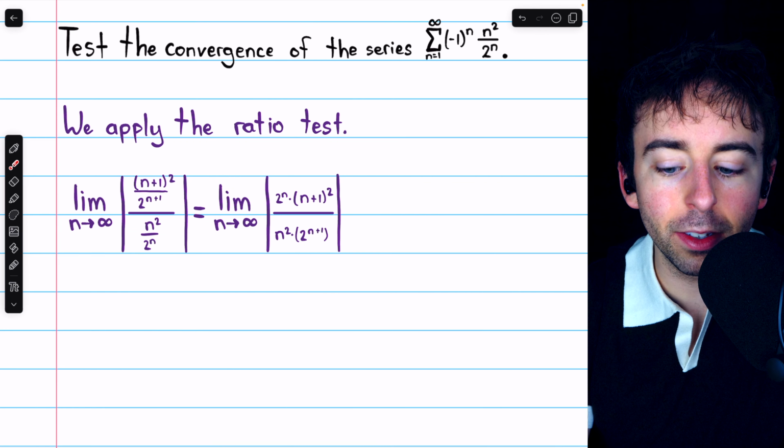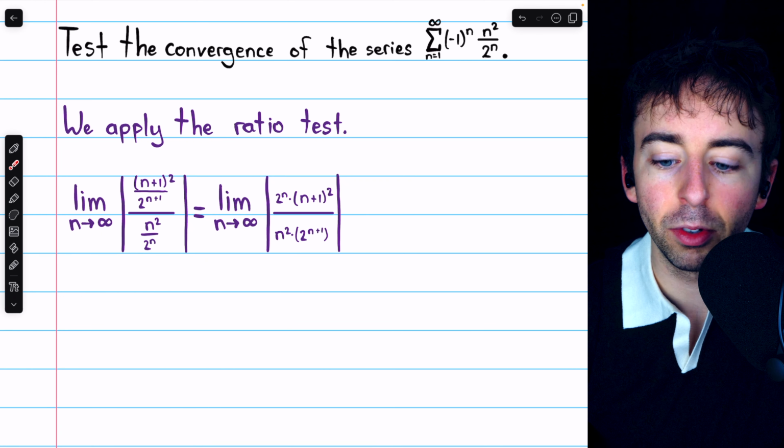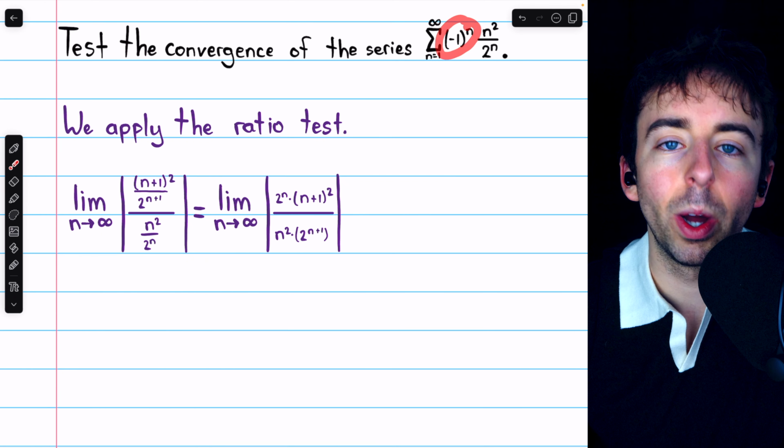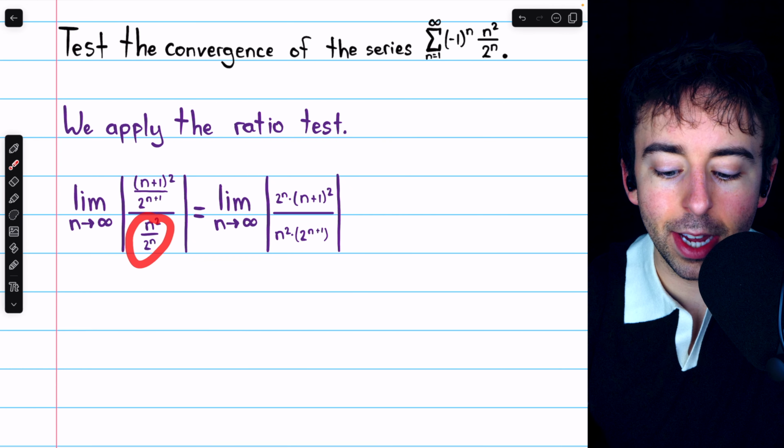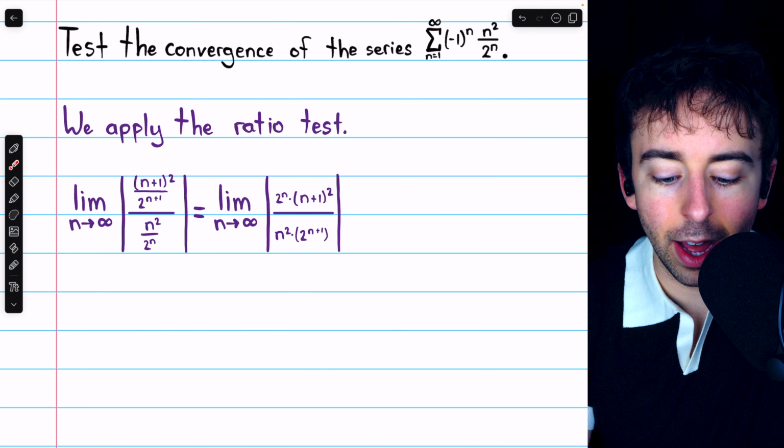The -1 we're totally ignoring because this is in absolute value bars. The ratio test requires us to use those absolute value bars, which means the -1 does not matter. Again, it's just the n plus 1th term divided by the nth term. Now we can do some simplifying.